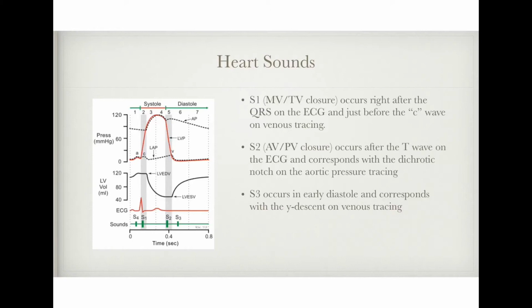S3 occurs early in diastole, and it corresponds with early ventricular filling, as seen in the Y descent on the venous tracing. Finally, S4 occurs in late diastole, just after the P wave on the ECG, and it aligns with the A wave on the left atrial tracing, which represents atrial contraction.